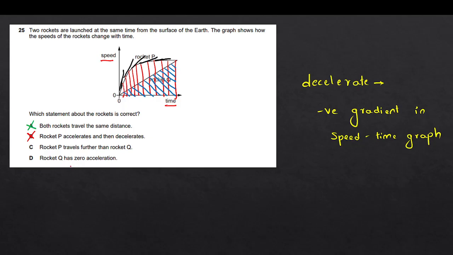Rocket P travels further than rocket Q. This is true. By looking at the area under the curve, we can conclude that rocket P travels further than rocket Q. Then, rocket Q has zero acceleration. This is incorrect, because if you look at the speed time graph for rocket Q, there is a gradient here. There is a change in speed. Wherever there is a change in speed, there will be acceleration.